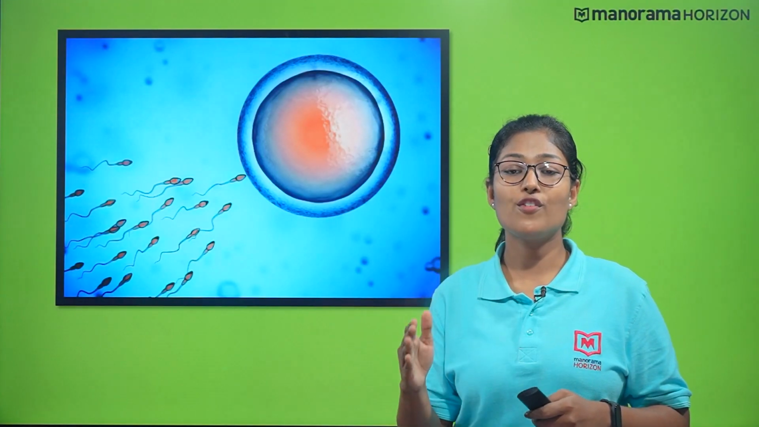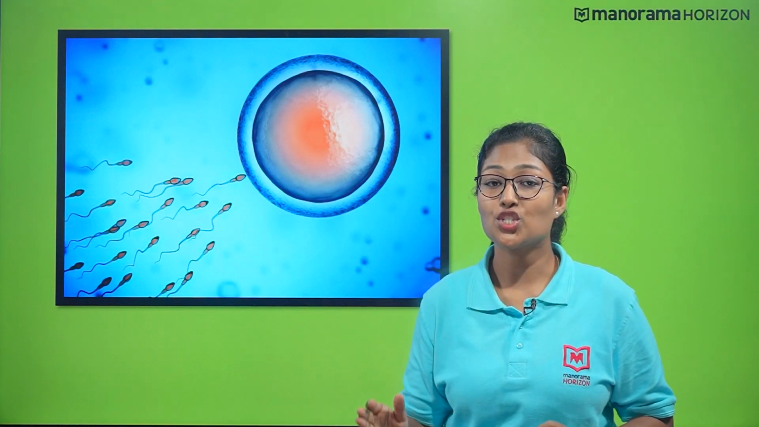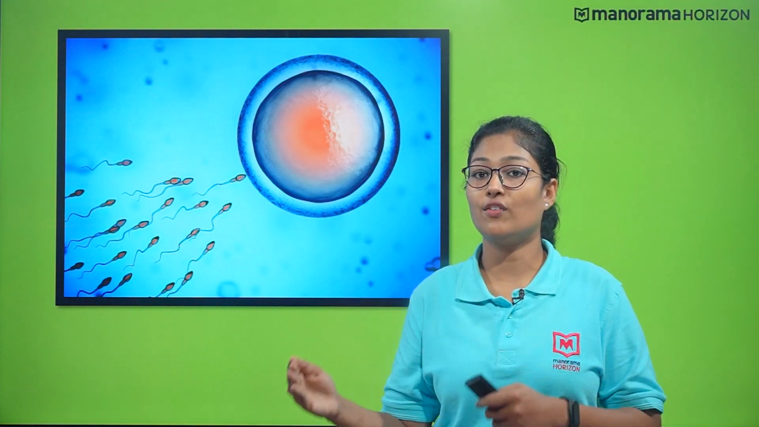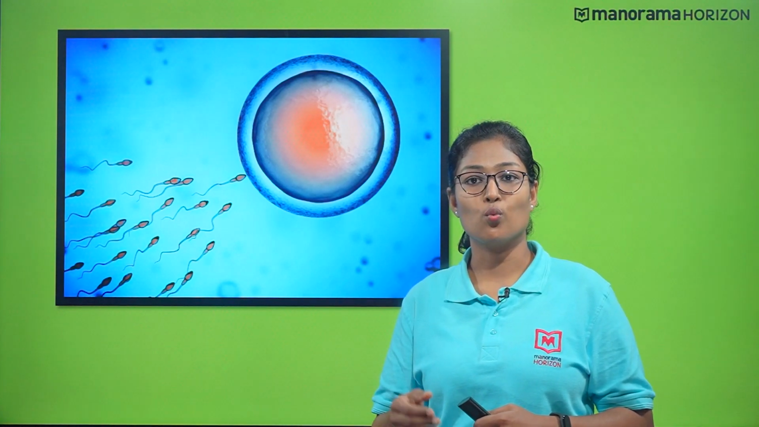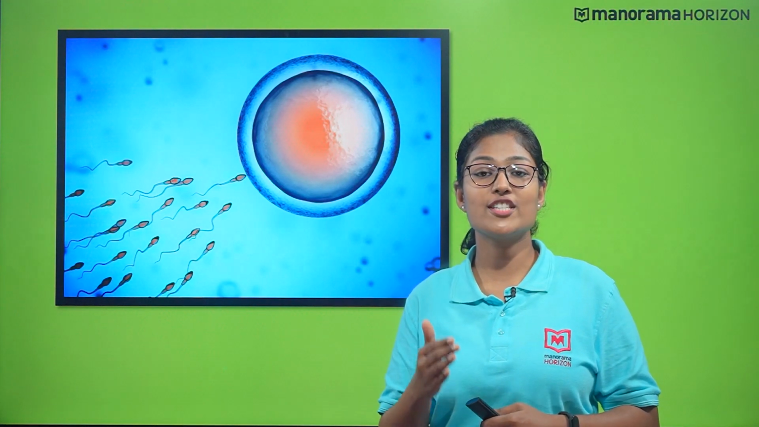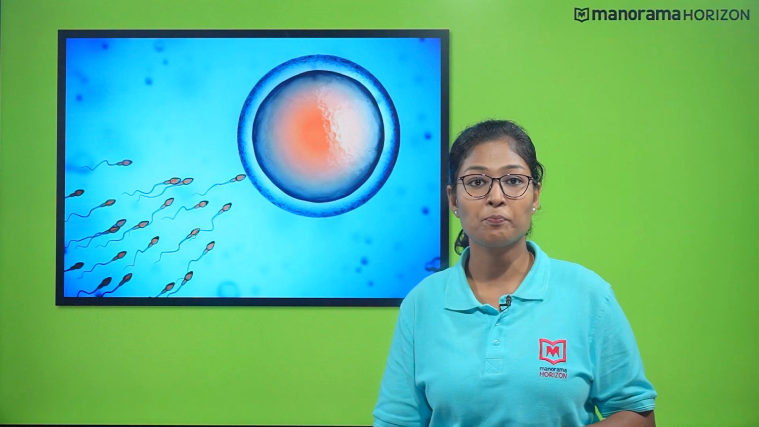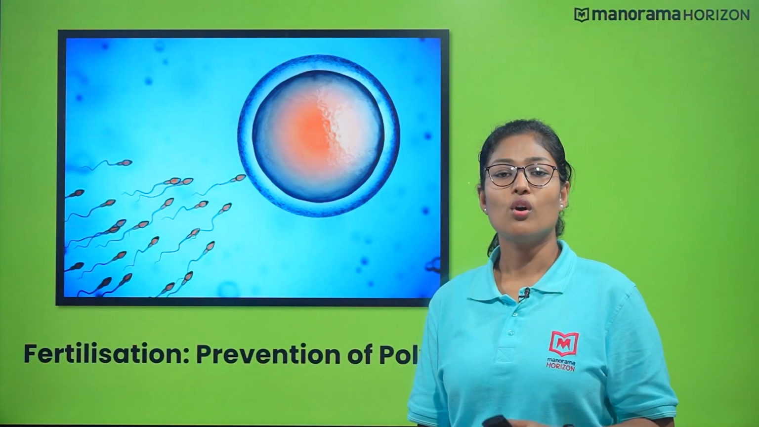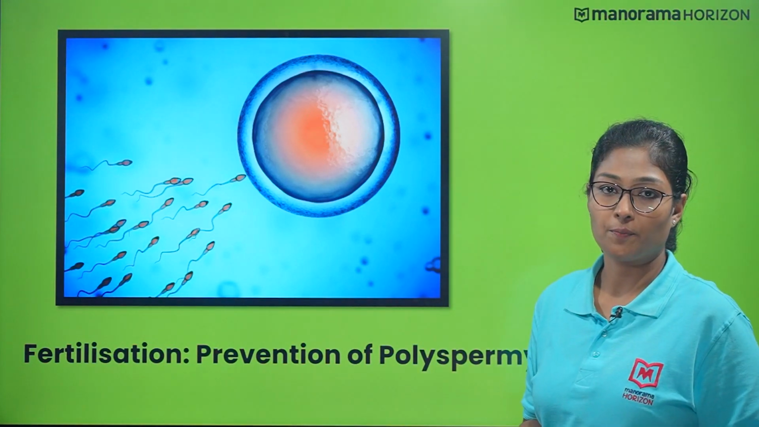So, an ovum is fertilized by a single sperm to ensure the formation of a single zygote, which then develops into a single embryo. Can you imagine what would occur if a single ovum is fertilized by multiple sperms? It would lead to polyspermy. So, we can say that fertilization prevents polyspermy.